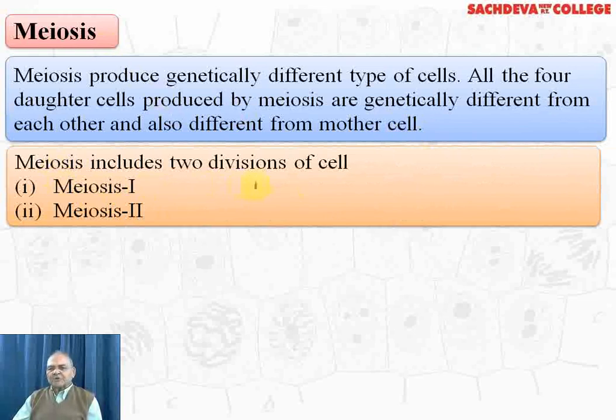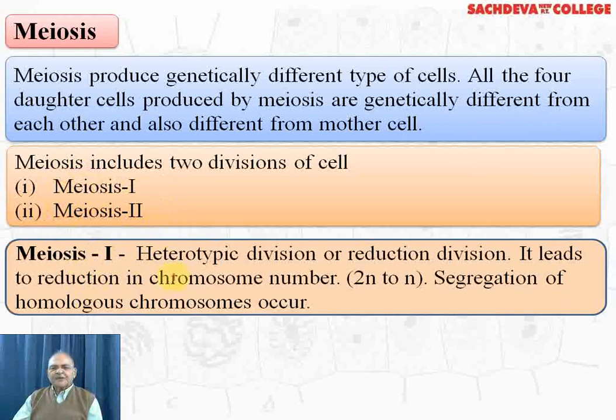Meiosis includes two divisions of a cell, that is, Meiosis-I and Meiosis-II. Meiosis-I is heterotypic division or reduction division. It leads to the reduction in chromosome number, that is from 2n to n, that is from diploid to haploid, and segregation of homologous chromosomes occurs.